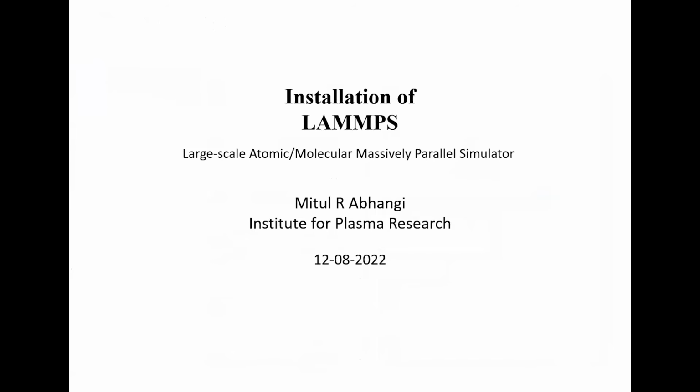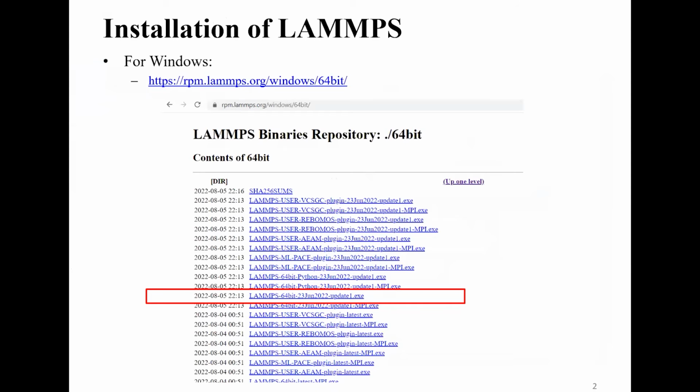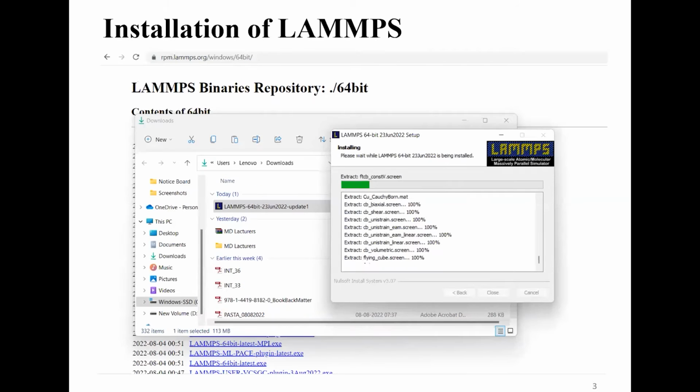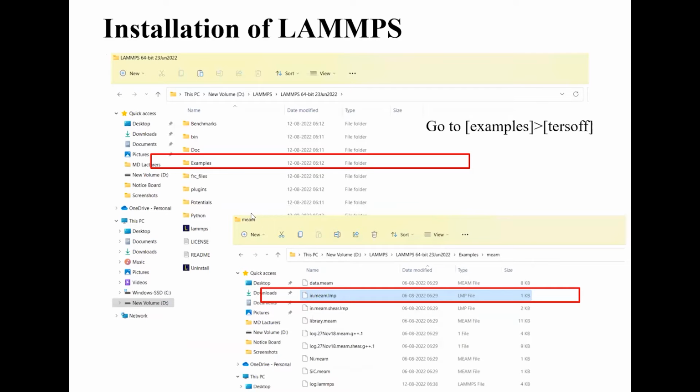Yes. So you can download LAMMPS for the Windows platform from this link. The latest version is from 5 August 2022, depending on whether you have 64-bit or 32-bit. You can download that from this link, and then you can put it on any drive, C drive or D drive, make one folder, and you can install. After installation, you will find this folder, LAMMPS 64-bit.